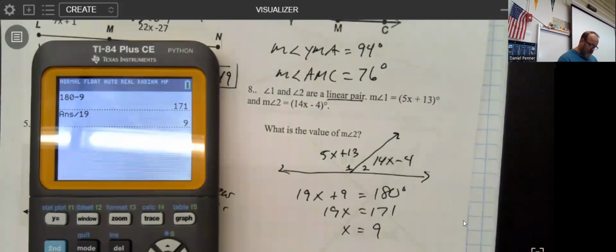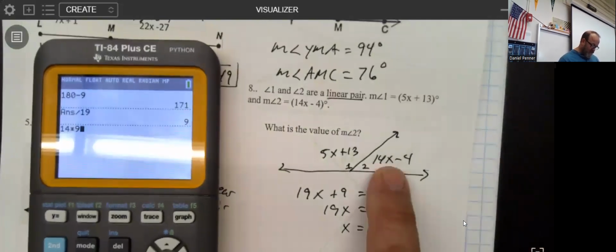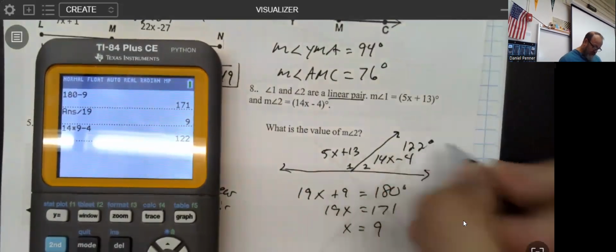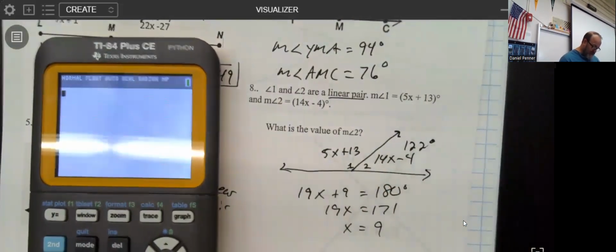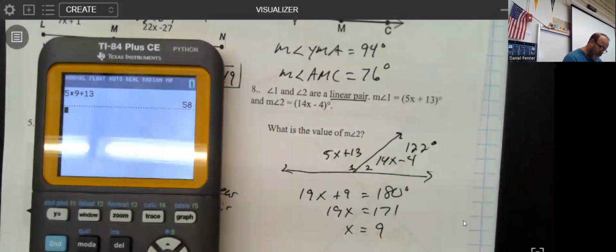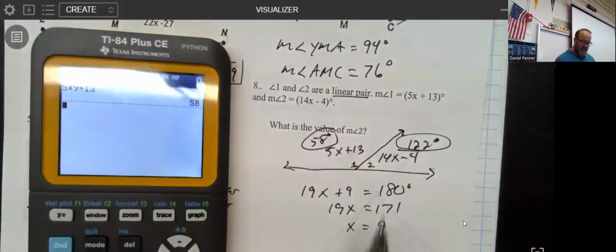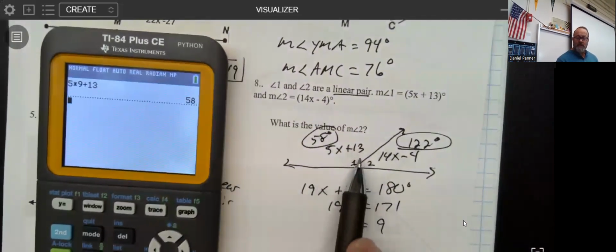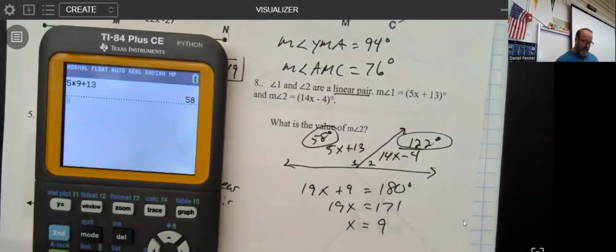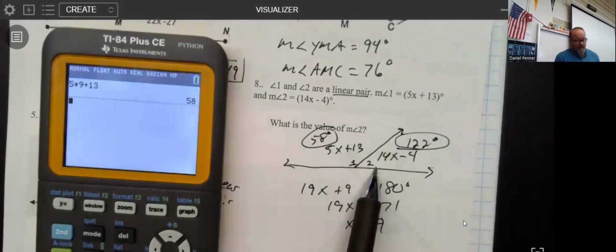Now, what's a little interesting on this one is 14 times 9 minus 4 makes this angle over here 122 degrees. 5 times 9 plus 13 makes this angle over here 58. Now, that may trouble you because I made this look like an obtuse angle and this one looked like an acute angle, but this was just a picture to help me understand how to set up the math. I really should have made this one angle 2 and this one angle 1, but it doesn't matter.